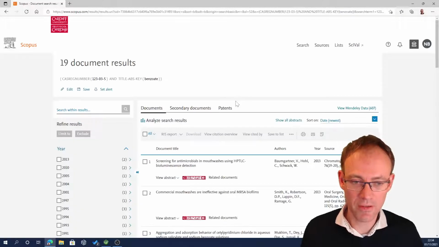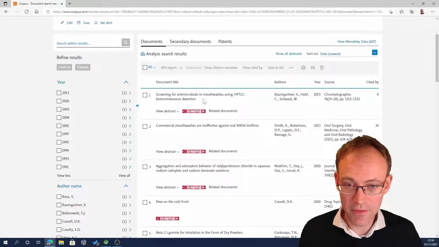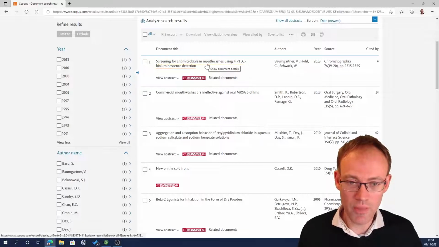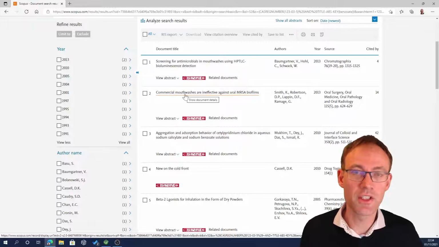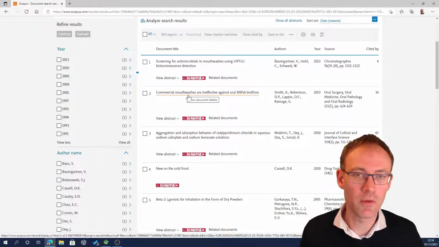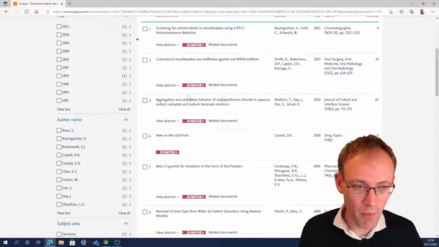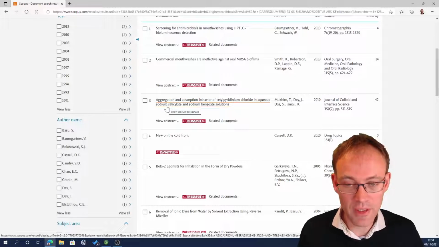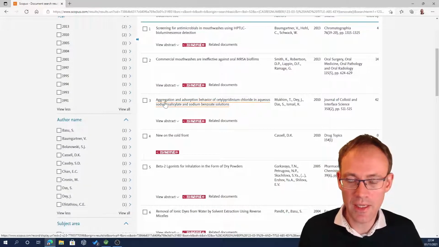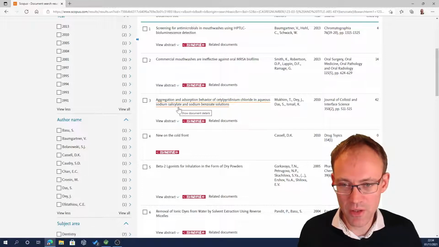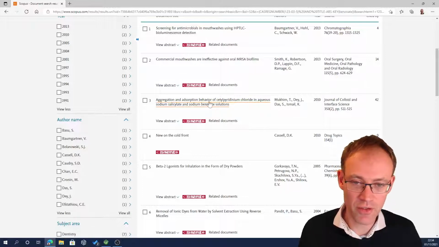And now I have 19 documents, and if I scroll through the titles, you'll see the word mouthwashes come up quite a few times, and that's because cetalpyridinium chloride is used in several commercially available mouthwashes. What we also see is the article that I was looking for, or the information that I was looking for, and that's aggregation and absorption behavior of cetalpyridinium chloride in aqueous sodium salicylate and sodium benzoate solutions.